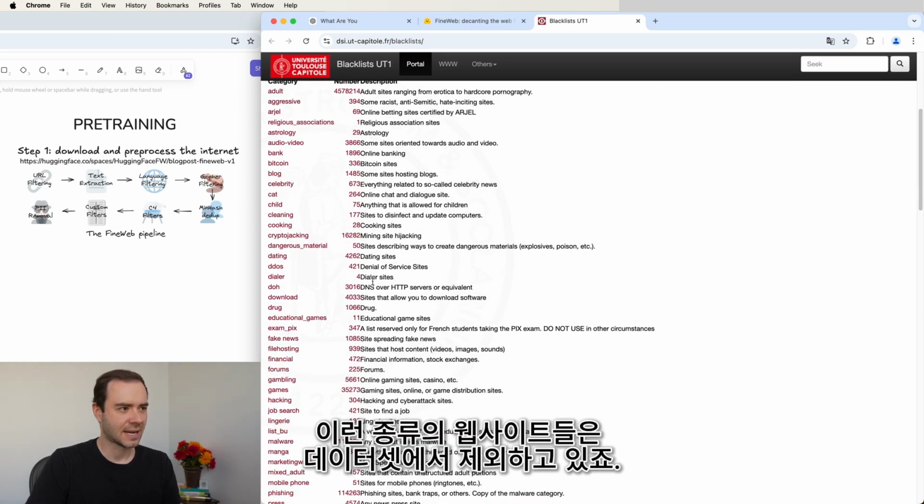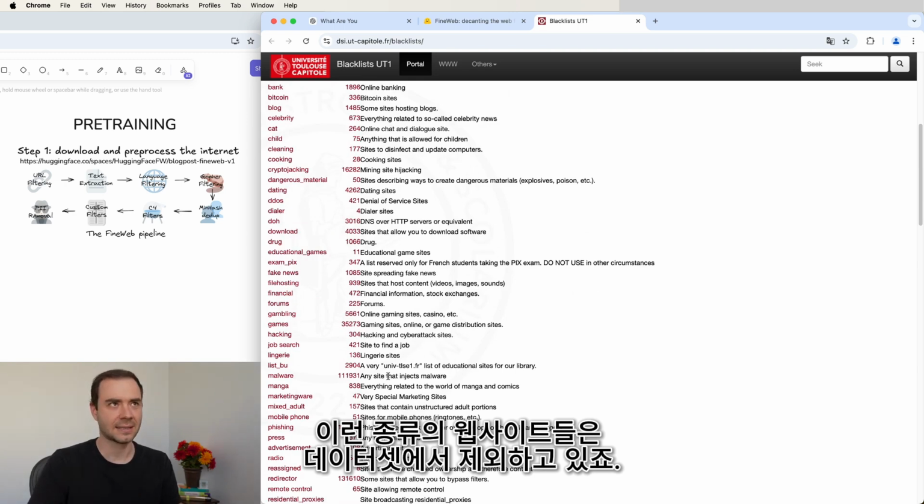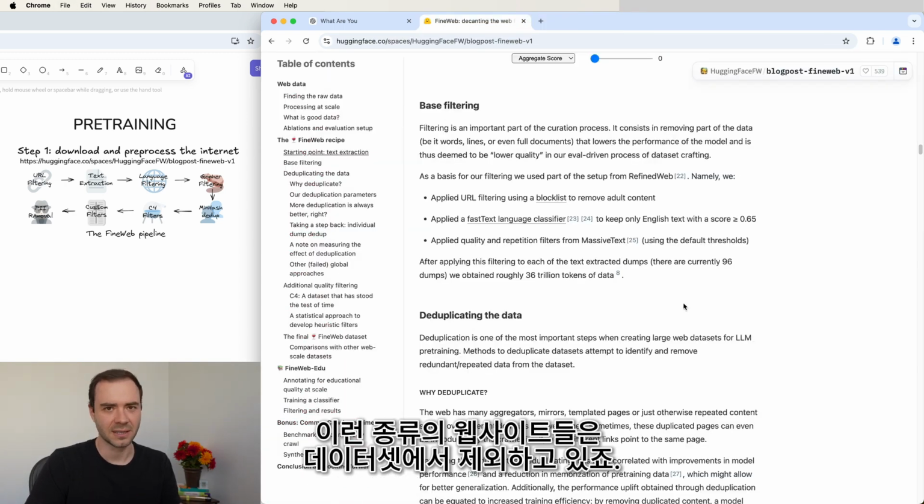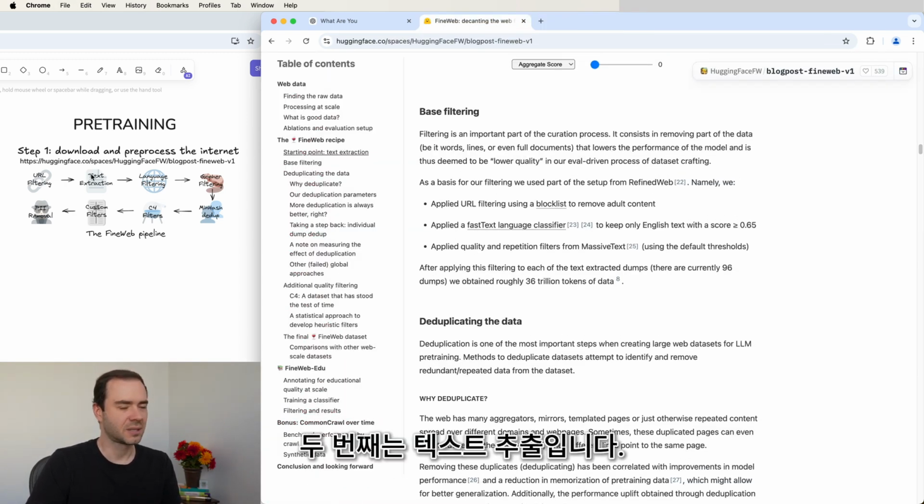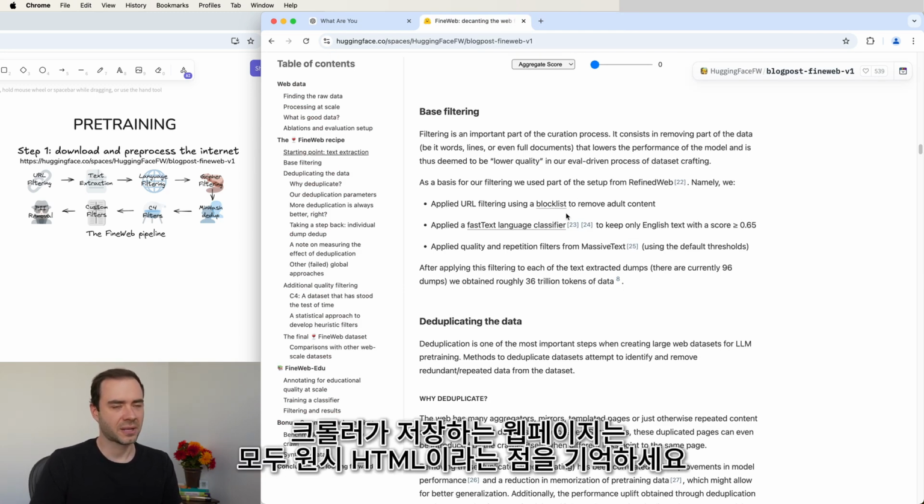So there's a ton of different types of websites that are just eliminated at this stage because we don't want them in our data set. The second part is text extraction. You have to remember that all of these web pages, this is the raw HTML of these web pages that are being saved by these crawlers.